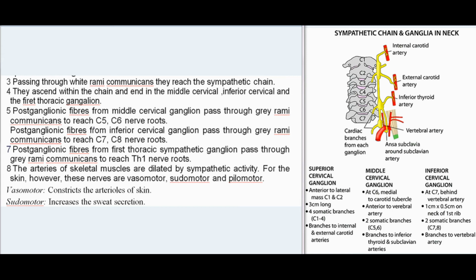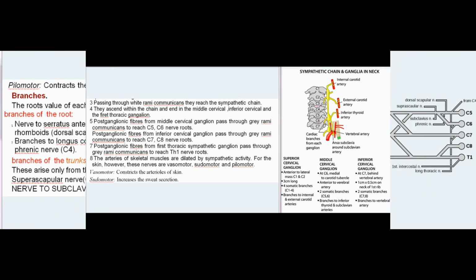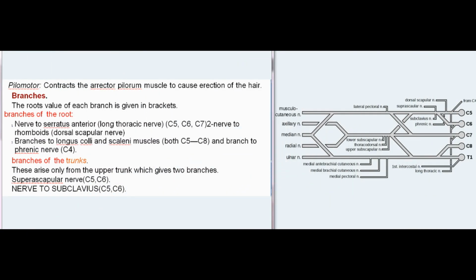Vasomotor constricts the arterioles of skin. Pseudomotor increases the sweat secretion. Pilomotor contracts the erector pilorum muscle to cause erection of the hair. Branches. The root value of each branch is given in brackets.